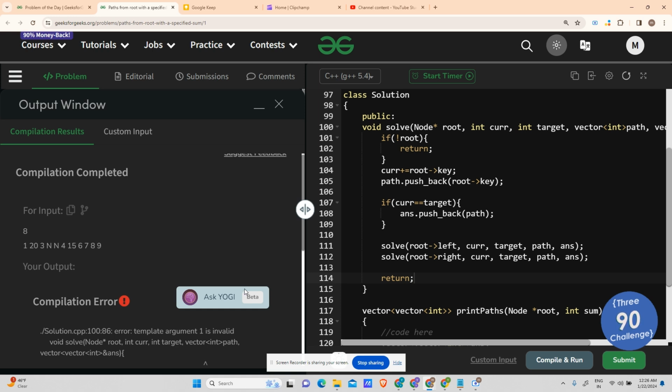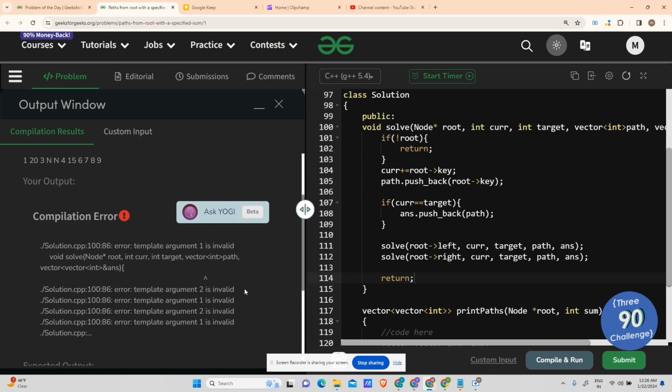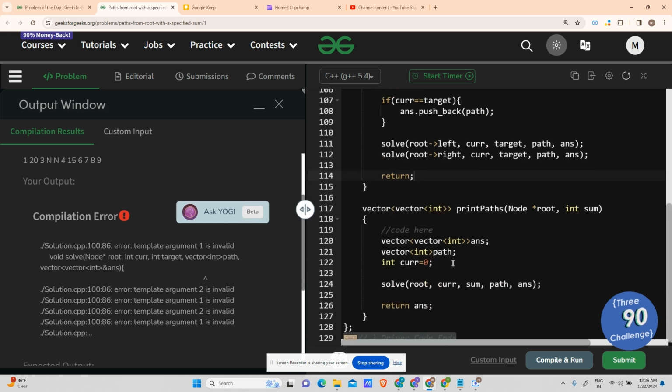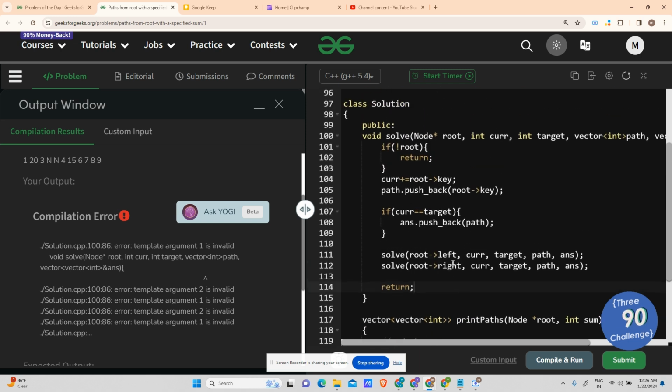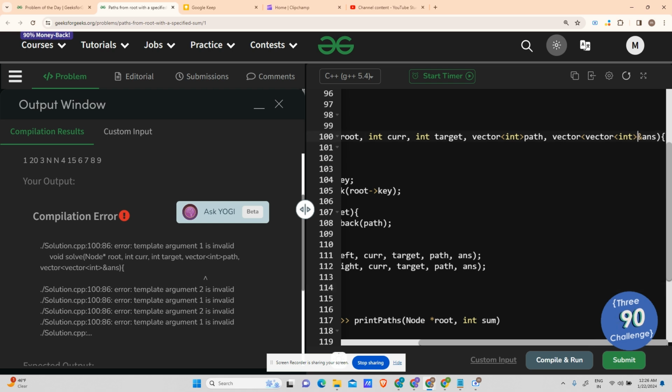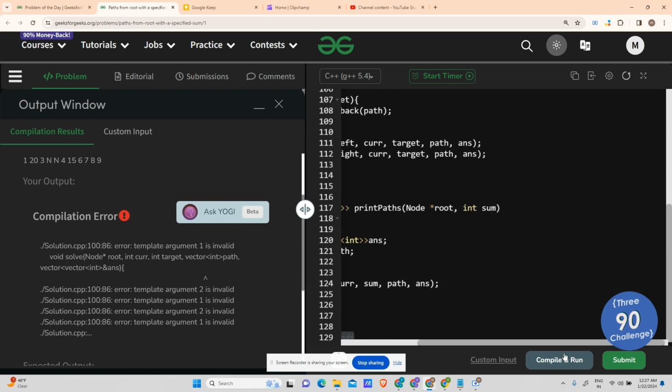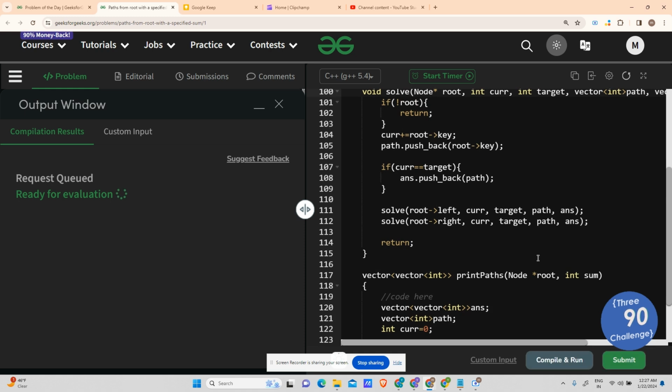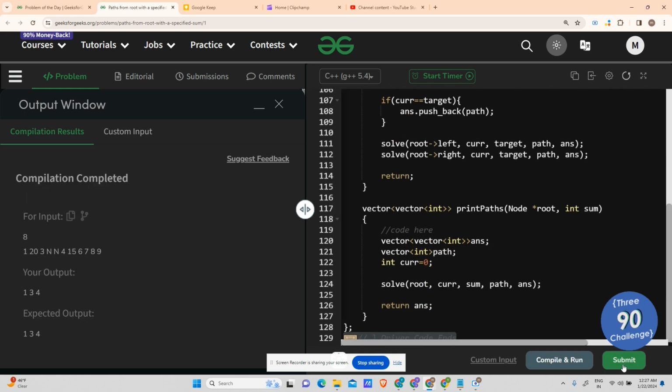Oh, I have a compilation error. What is my compilation error? It is that vector of int path is written wrong. I've used one less angular bracket here. Okay, so it is running fine for the sample cases.